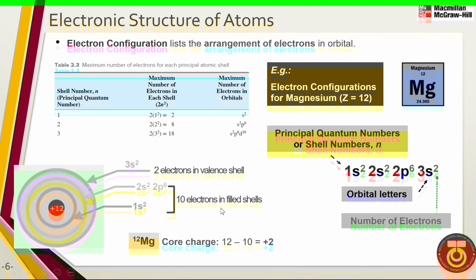Please look up calcium and also potassium. Please look up how one can write the electron configuration for calcium and also for potassium. And maybe I will put some other elements in the e-learning so that you can write the electron configurations for those elements.